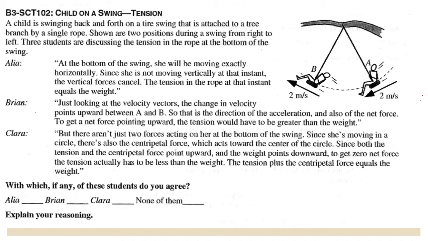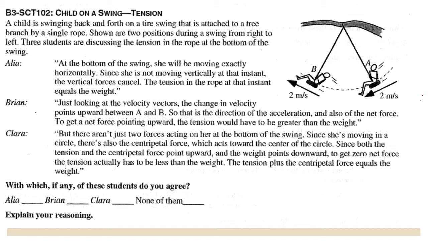Clara says, but there aren't just two forces acting on her at the bottom of the swing since she's moving in a circle. There's also the centripetal force, which acts towards the center of the circle. Since both the tension and the centripetal force point upward and the weight points downward, to get zero net force, the tension actually has to be less than the weight. The tension plus the centripetal force equals the weight. And it says here, with which, if any of these students, do you agree?